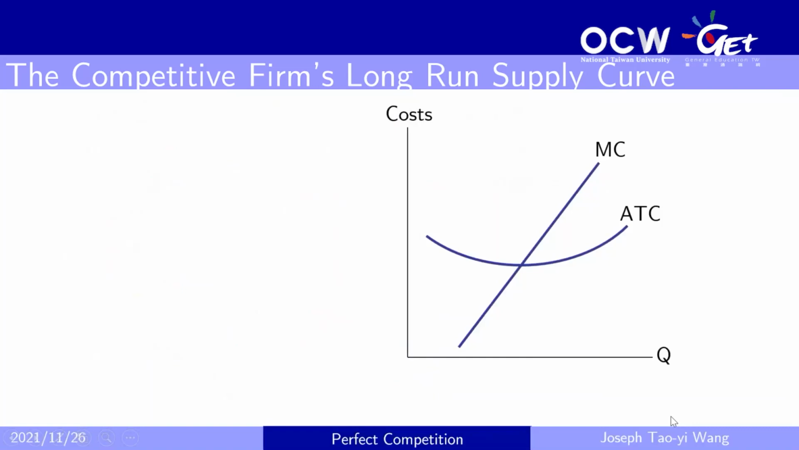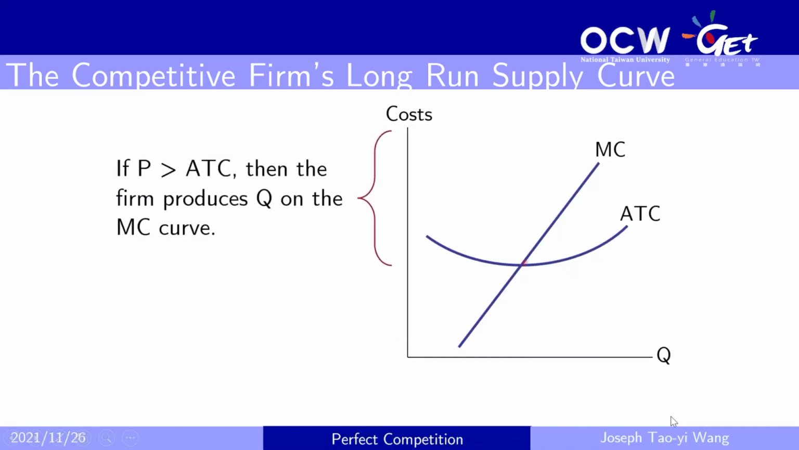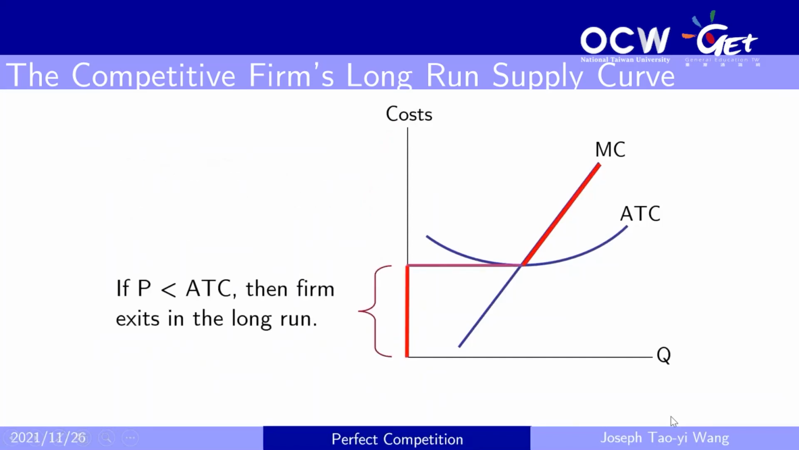So, okay, let's go back to this. Here you have the ATC curve, and the marginal cost curve is crossing the lowest point. And so if the price is above ATC, then you should produce at the quantity to maximize profit. That's where price equals marginal cost. So that's the segment on the marginal cost curve that's above ATC, because at these prices, you should enter. But if price is below ATC, then you should exit in the long run, because it's not worth it. You're having negative profit.